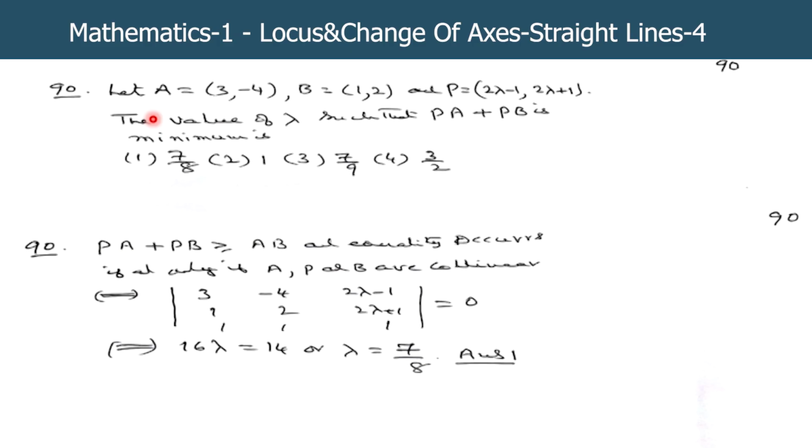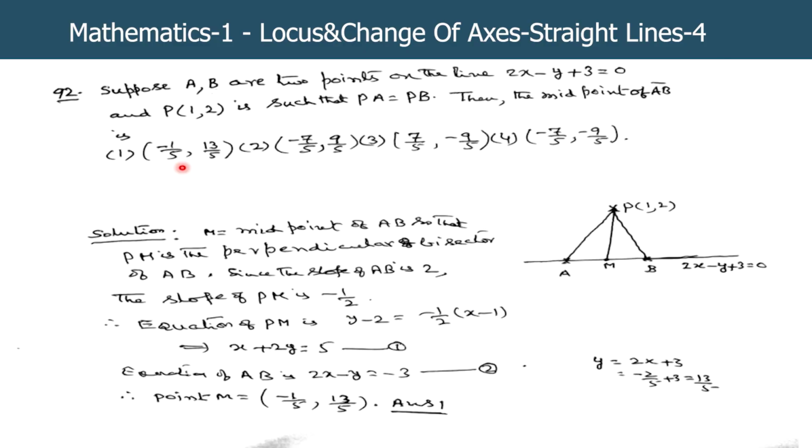So, here what is the geometrical fact we have used in any triangle? If you are given 3 points A, B and C, AB + BC is always greater than or equal to AC, and equal to AC if and only if A, B, C are collinear. For collinearity, the determinant is equal to 0.